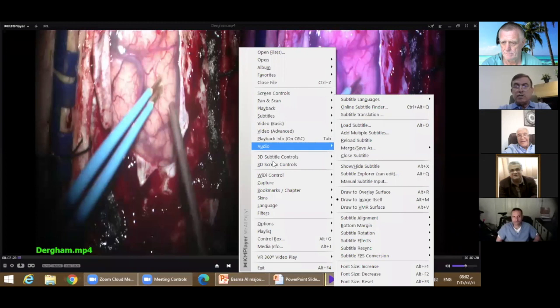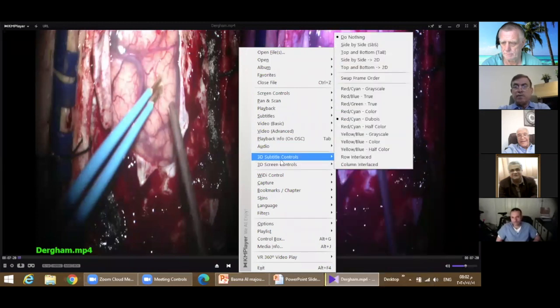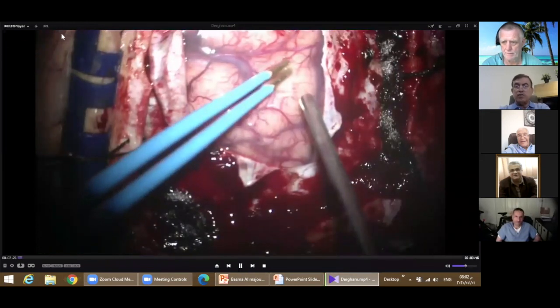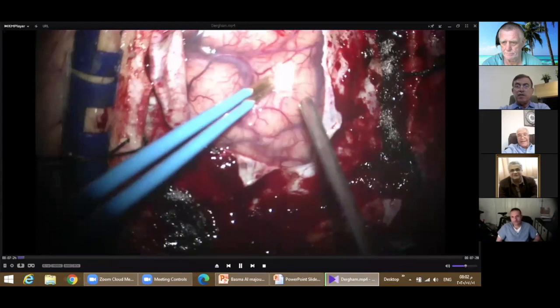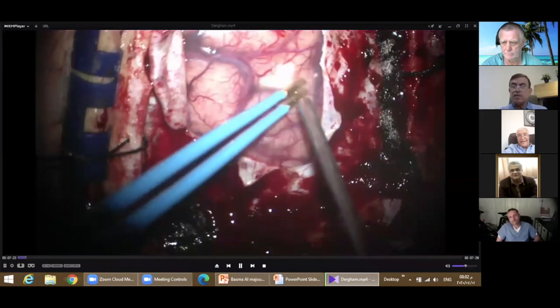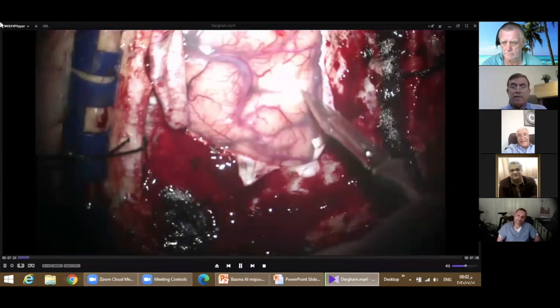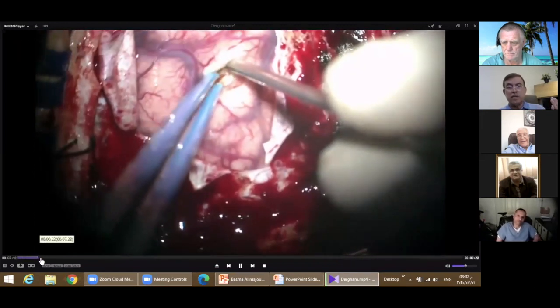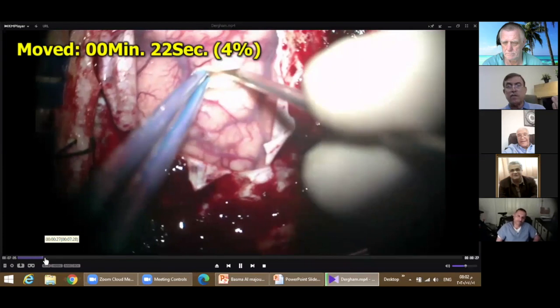Now, as I said, we also record our operations in 3D, but for the sake of the presentation, I'm going to turn it into 2D. This is in the middle frontal gyrus, cortical incision. Again, I'm going to choose certain cuts of the video just to show you certain principles.